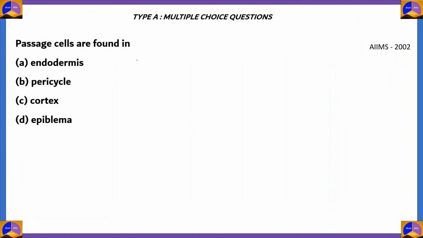Now we move on to the next question. What passage cells are found in A. Endodermis, B. Pericycle, C. Cortex, and D. Epiblema? Now, passage cells are cells between Casparian strips.